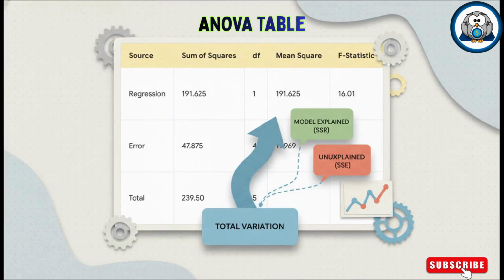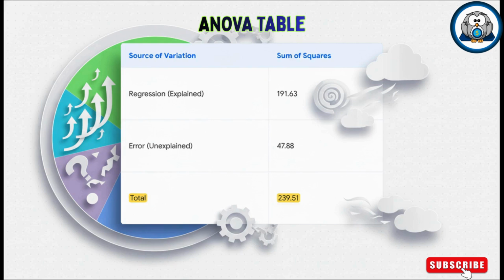Now, all of this comes together in a super handy tool called the ANOVA table. That stands for Analysis of Variance. Think of it like a scorecard. You can see right here that the total variation is 239.50, and look how it splits up perfectly. 191.625 is explained by our model, and the leftover 47.875 is what's unexplained. The ANOVA table just splits that total variation into two buckets: the part that our model can explain and the part it can't, the leftover random error. And obviously we want that explained bucket to be as full as possible.